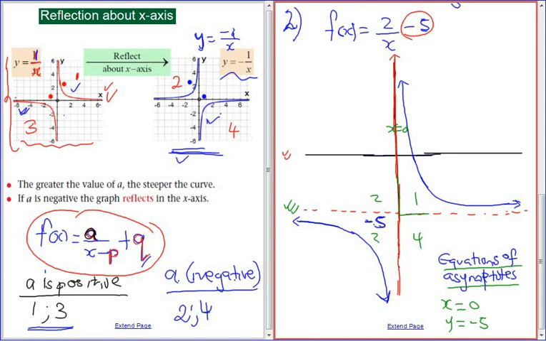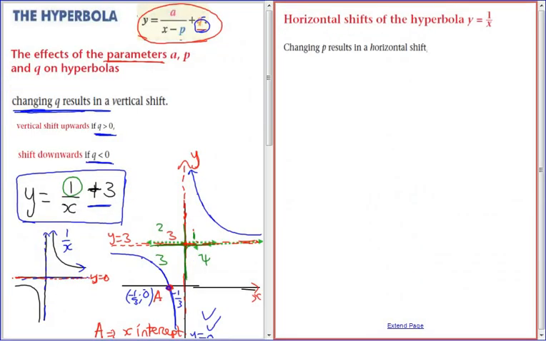Let's talk about P quickly. P is not going to do something too different. If you change P, you just know that it is a horizontal shift. It's that simple again. So to get going, I'm going to take your graph that you already know, and I'm going to write it like this. But with P now you have to be careful.